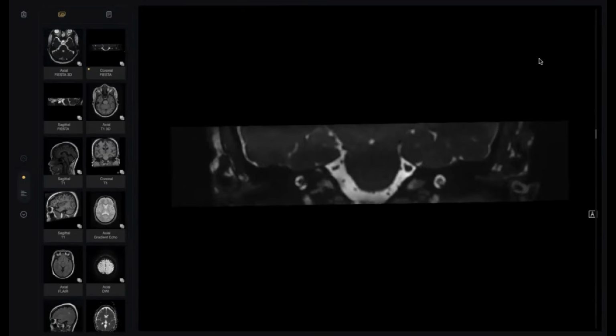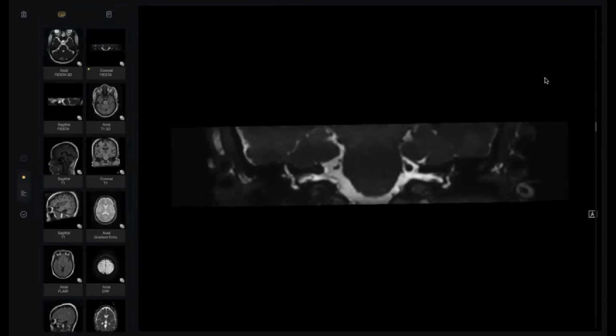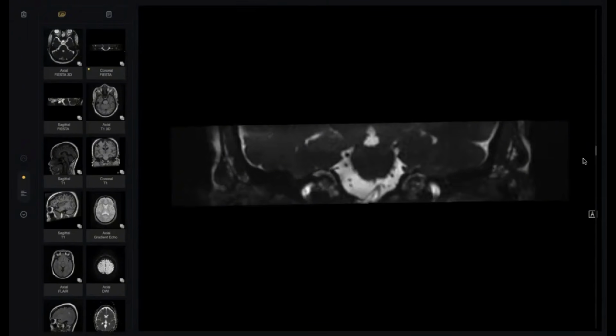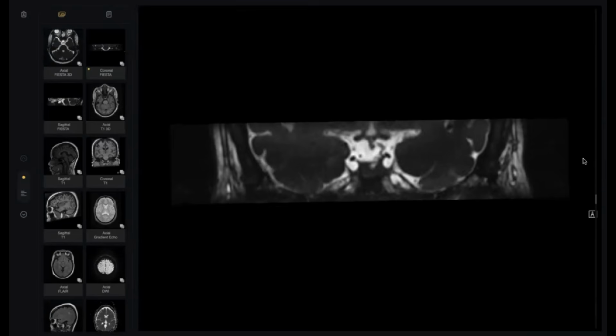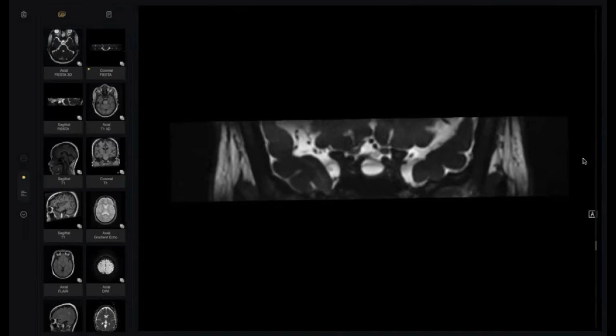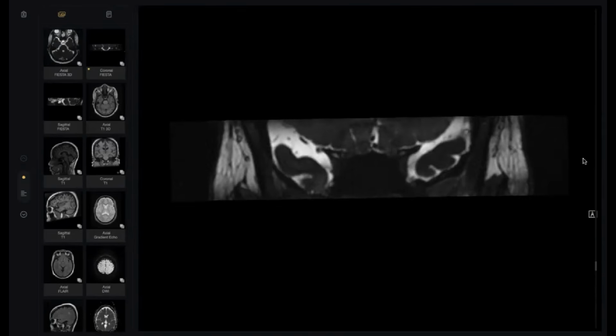Will you be scrolling or should I scroll? Go on. It's just too slow in scrolling. I'm sorry. So I'm now scrolling at this coronal CISS sequence for right trigeminal neuralgia.